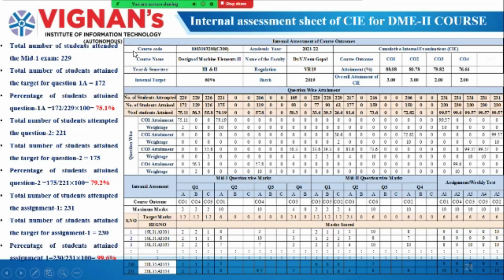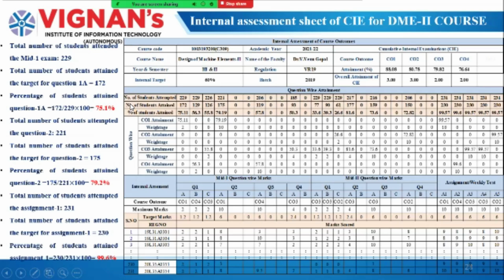Number of students attempted is 206, but number of students attained is 119. That means for 10 marks, the target marks is 6. So 119 students reached the target.